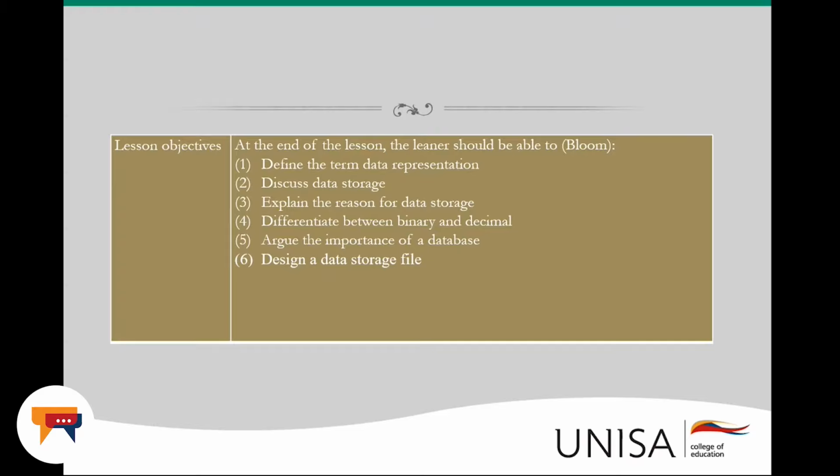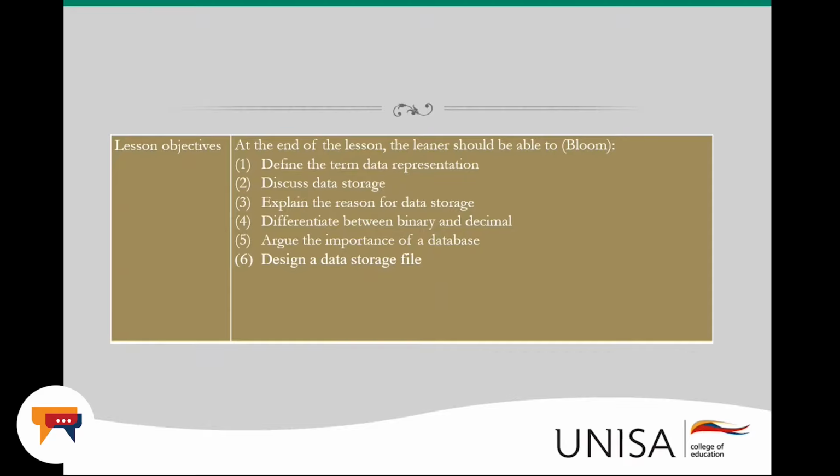Now, because my lesson was not going to have levels 5 and 6, I just decided to include levels 5 and 6, considering the fact that you also need to be able to formulate objectives for such. For level 5, I said at the end of the lesson, the learner should be able to argue the importance of a database. Level 6, at the end of the lesson, the learner should be able to design a data storage file.